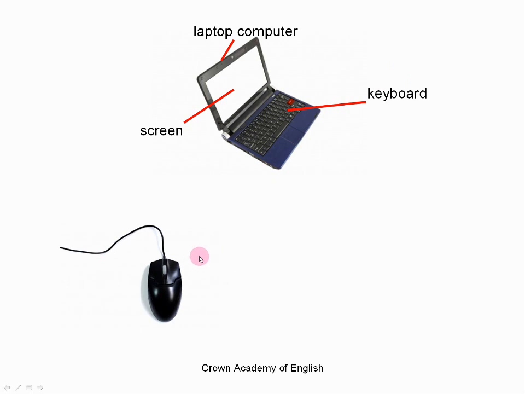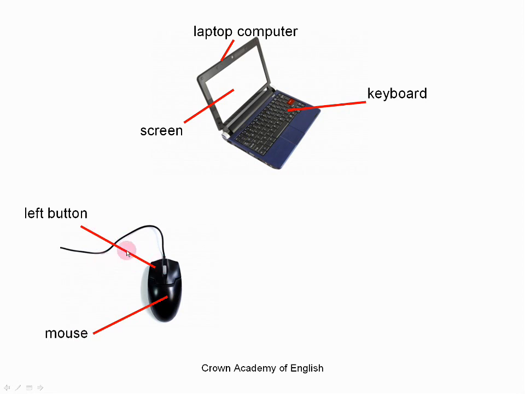And this computer device in English, we call it a mouse. Yes, it's the same word as the little animal, and the reason is because it looks a little bit like a mouse with the ears here, I suppose. So we call this a mouse.